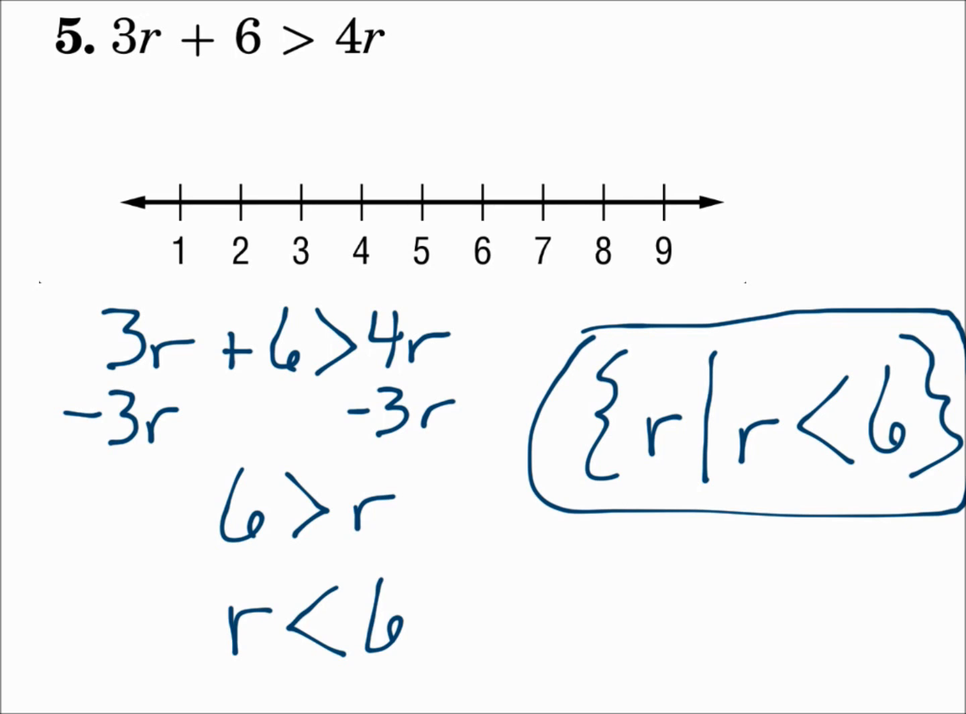Remember, when you turn an inequality around, don't forget to turn the less than to a greater than or vice versa. 6 is our important number. R is less than 6. It's not equal to it, it's just less than, so that'll be an open circle on 6, and the lesser numbers shade to the left. Less than is an open circle shaded to the left.